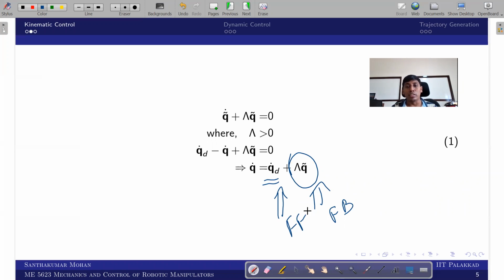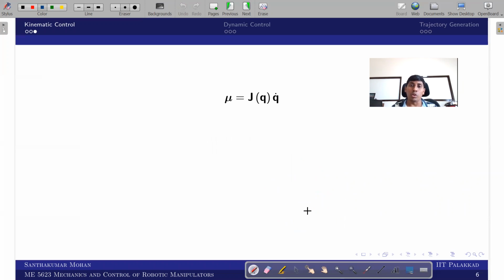Now imagine this is all in joint space. Now I'm giving it in the task space. Here there is a typo. Okay, mu dot is J of q into q dot. Now if this is given, I can take mu tilde dot plus another gain matrix, gamma, into mu tilde equal to 0. I'm assuming that gamma is a positive diagonal matrix, then the error dynamics definitely tends to 0 as t tends to infinity.